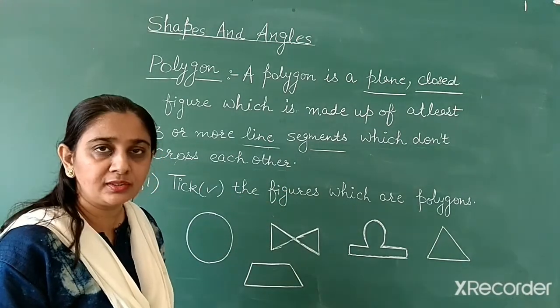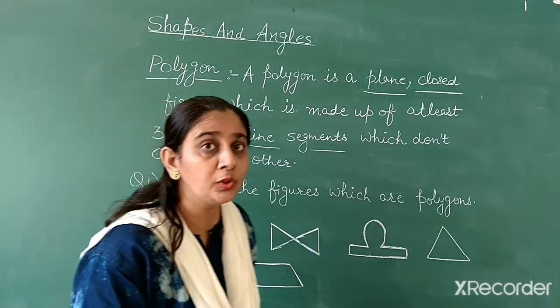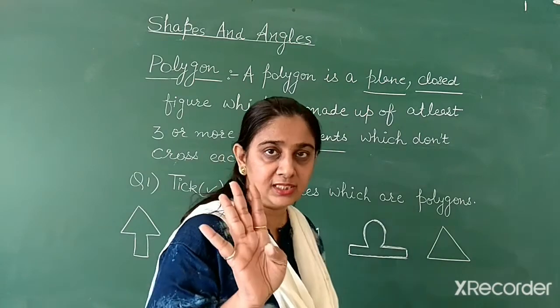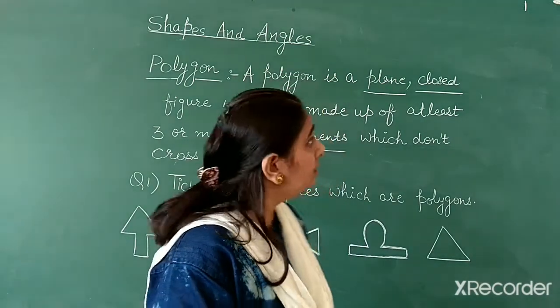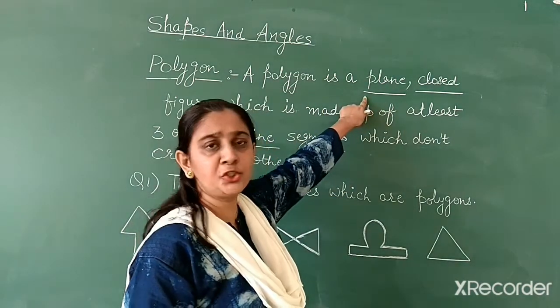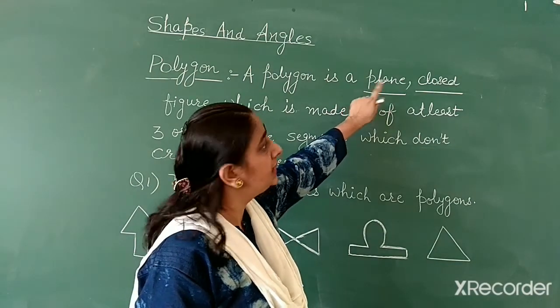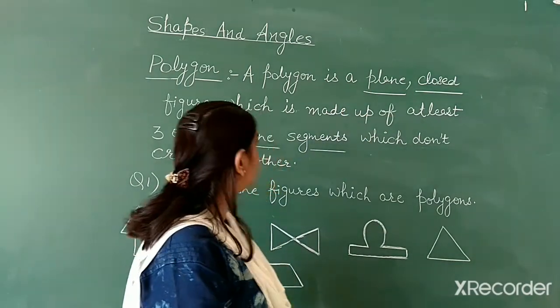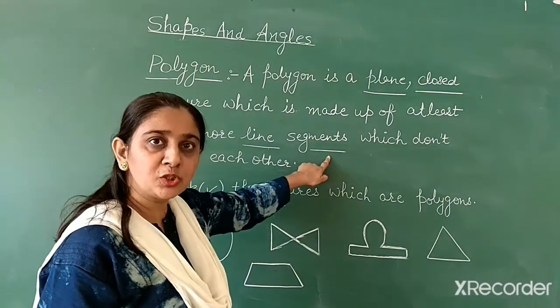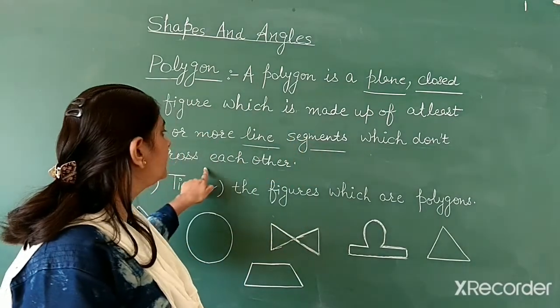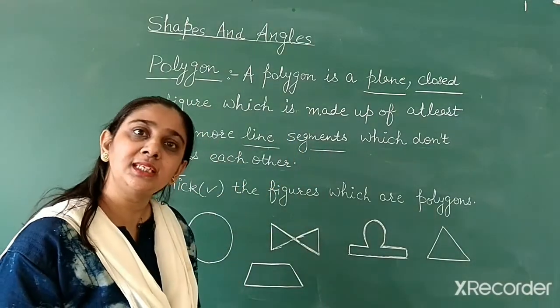So, you can say children, when you are defining the polygon, then you need to take care of 4 things. Those 4 things are, first of all, the figure should be a plane figure. Second thing, it should be a closed figure. Third thing, it is made up of line segments only. And the fourth thing, these line segments should not cross each other.